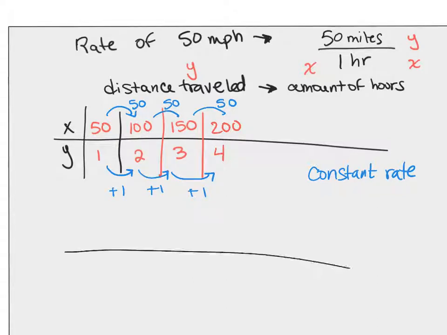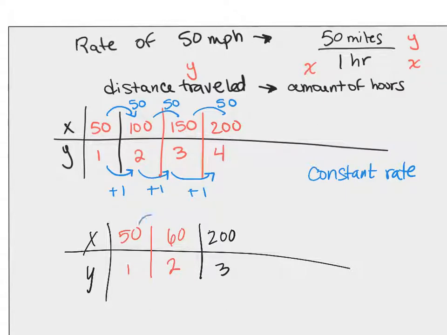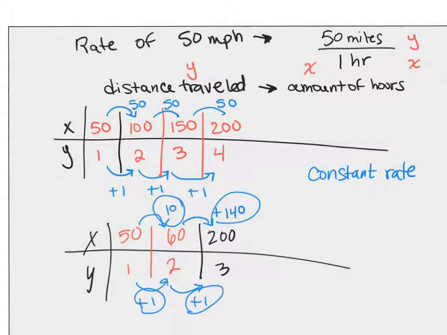If I was to create another table of values and I was to say something on the lines of, I'm traveling 50 miles in 1 hour, and I travel 60 miles after 2 hours, and I traveled 200 miles after 3 hours, you can notice that this is not the same rate of change. I traveled 10 miles here, and I actually traveled an additional 140 miles, while my hours increased by 1 here and increased by 1 here. So there is no consistency in this, so this would not be a constant rate.